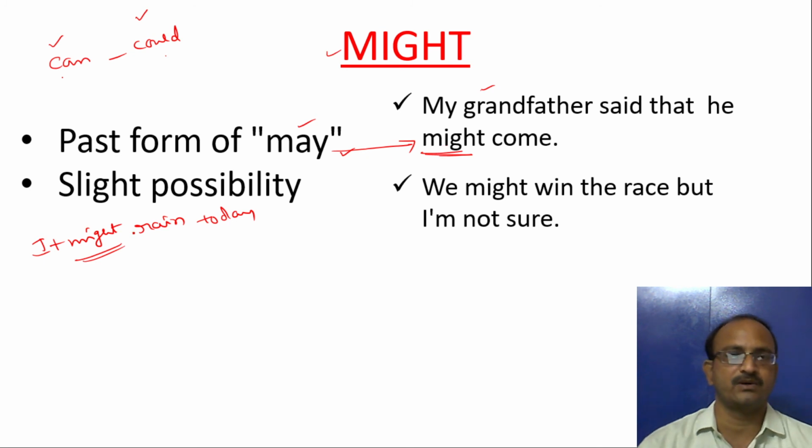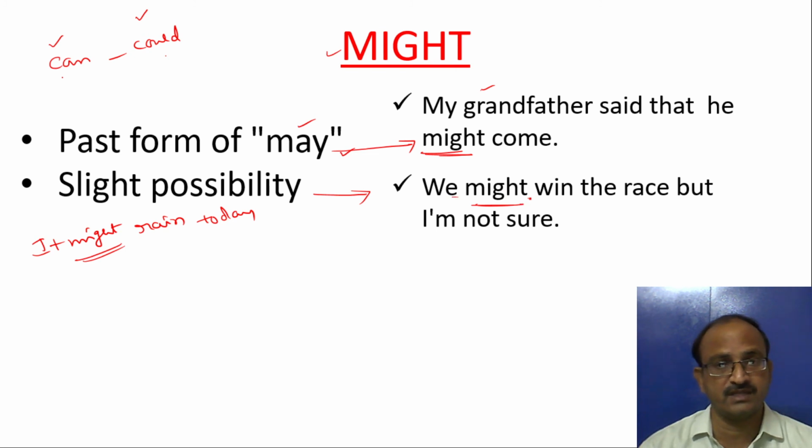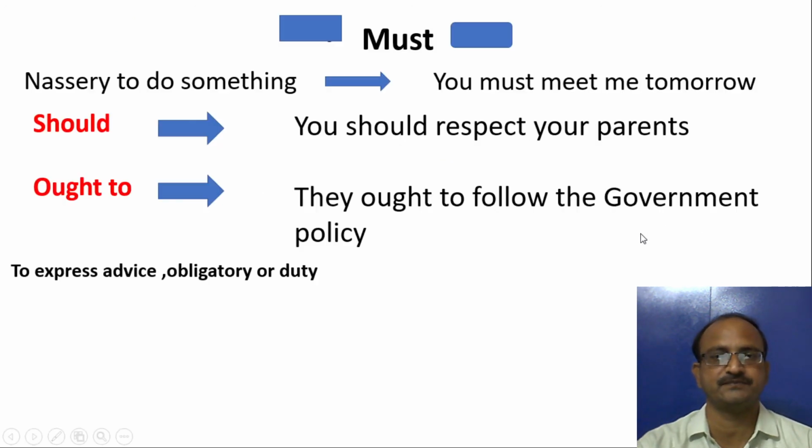Okay. So already I told you slight possibility. Slight possibility means we might win the race, but I am not sure. We might win the race. We will win the race. We may win the race. We might win the race. So it is a slighter possibility compared to may. Compared to may, we use might for a lesser possibility. You understand? So this is the usage of might.